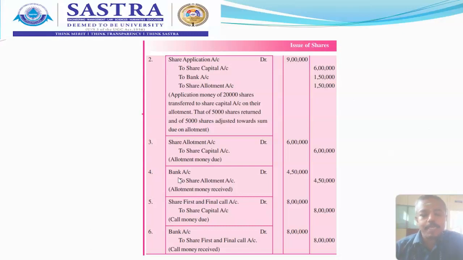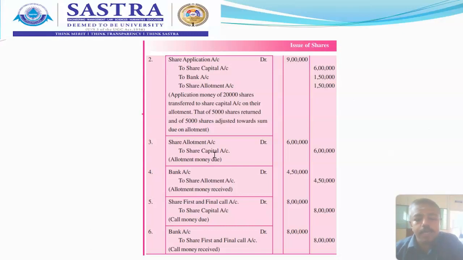Please write the calculations in brackets. That means share application account 30,000 shares of rupees 30 each, share capital account 20,000 shares of rupees 30 each, bank account 5,000 shares of rupees 30 each, and share allotment account, that means transfer of excess money to share allotment, 5,000 shares into rupees 30 each. Likewise, if you write the calculation, you will not have doubts in future. Right. So the third one is the share allotment money transferred to the share capital account. That is a due entry.